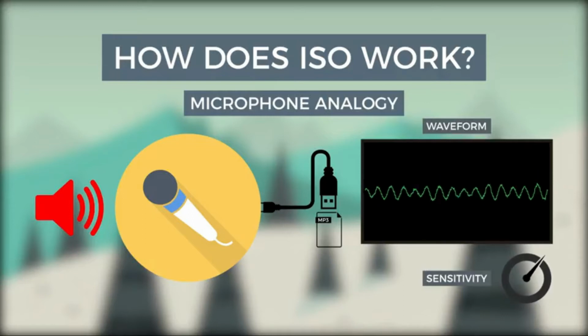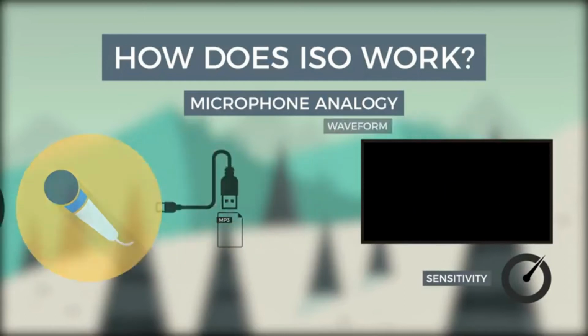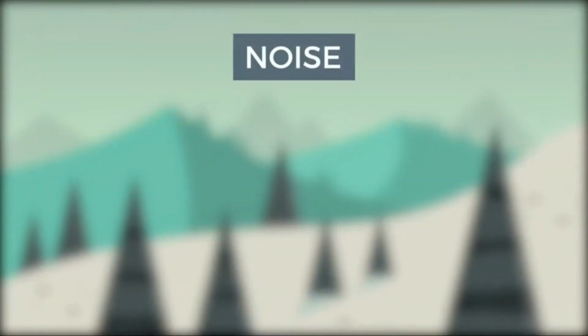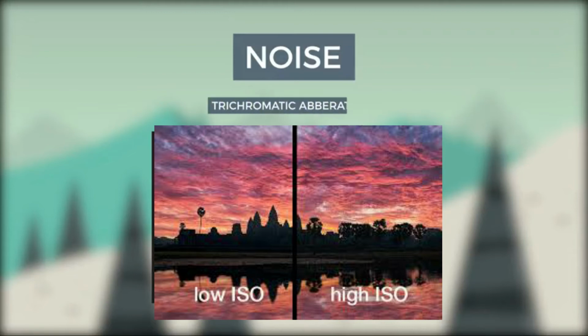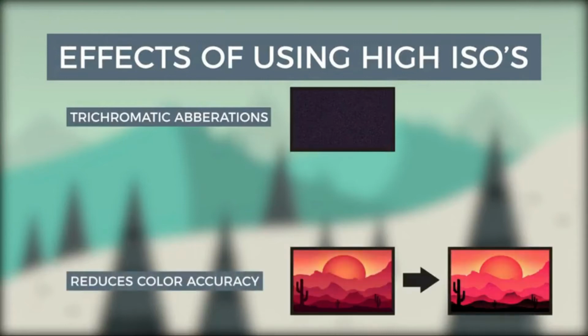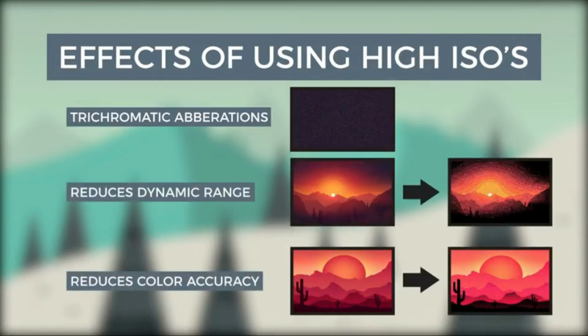However, besides the whisper being louder, background noise is amplified as well, and you may even hear the hum of the microphone's electronics. Similarly, increasing the ISO of a camera increases its sensitivity to everything, revealing any lighting artifacts, as well as any electrical grain in the system. This phenomenon is referred to as noise in the world of photography. Higher ISO values don't just produce more noise, they also reduce the color accuracy and dynamic range. So you should use the lowest ISO value possible at all times.